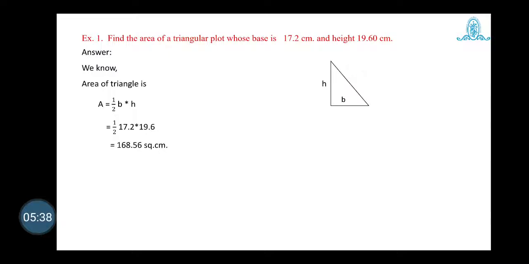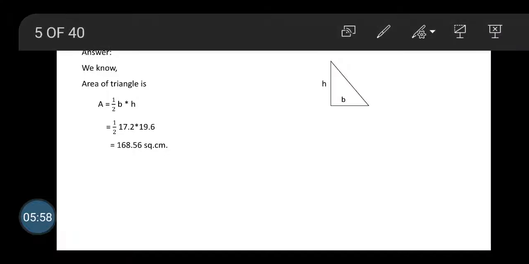Now, base and height are given in centimeters. Therefore, we can write the area in square centimeters. Is it? Because the unit of area is what? Square unit. And if the unit is centimeter, we write square centimeter. Now, we go towards the second example.